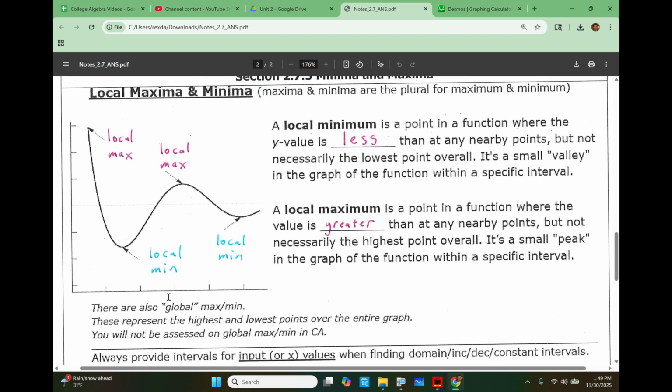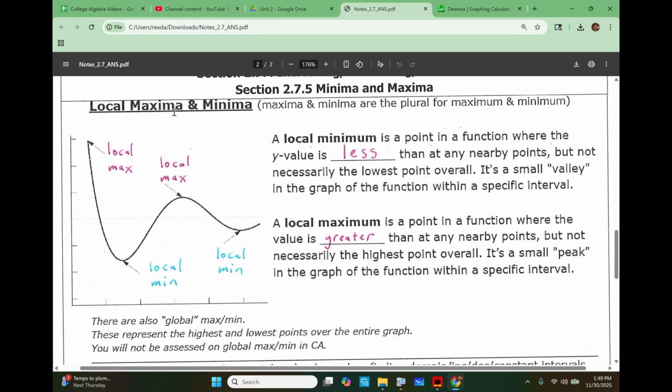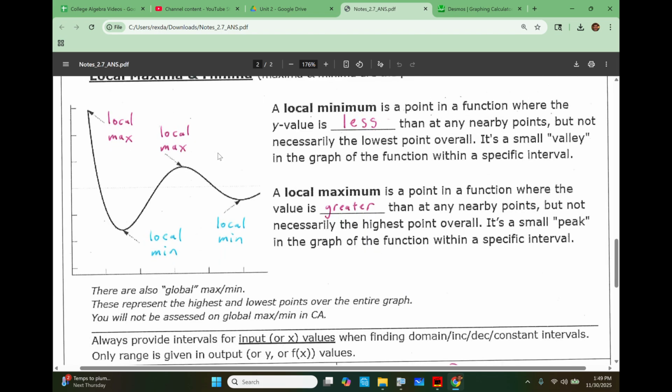And there's also global, the absolute mins and maxes, and that's the overall highest and lowest on the entire graph. And that's something that we're not going to do this year. We're just going to deal with the local or relative mins and maxes. So the words local or relative mean the same thing. And also this here, when you talk about maxima, that's plural. So a maximum is singular, and then you wouldn't say maximums, you say maxima for the plural of maximum. So just FYI on that with these new words.